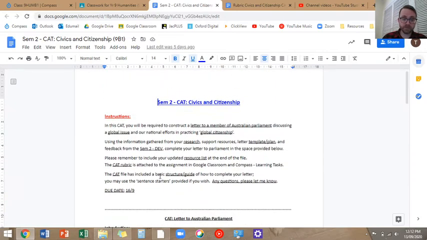A resource list. The CAT rubric is attached to the assignment. The CAT file has a basic structure guide. You may use the sentence starters provided if you wish. Again, any questions, please let me know.